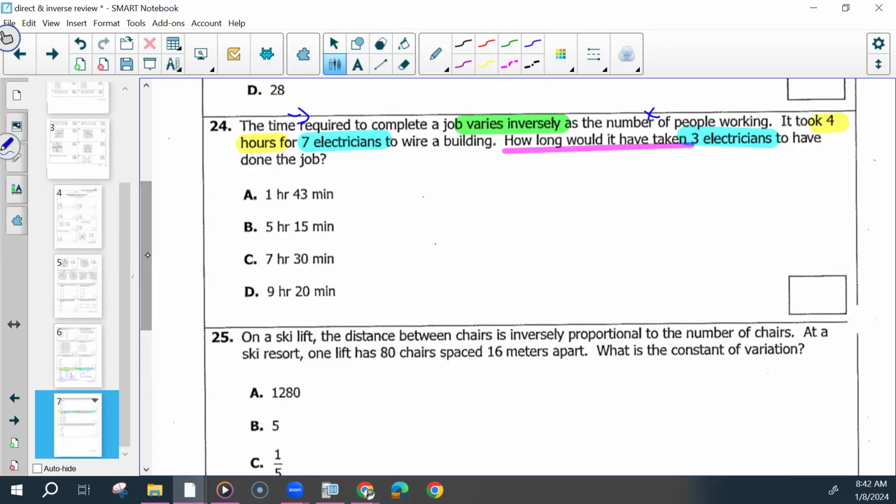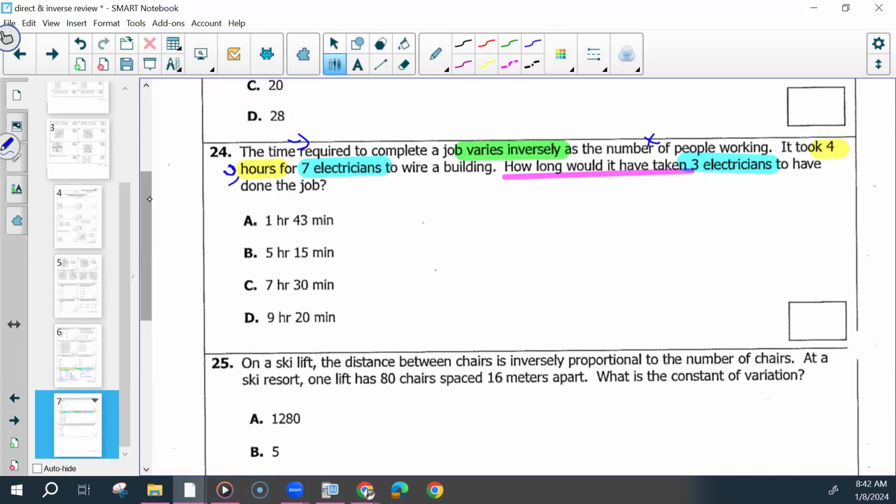So then every time we see something about time or in hours, that's your y. And then anytime we see number of people, that is x. So which variable are we looking for? For how long? Y. So then we are using inverse. So k equals y times x. So we're going to multiply the first two numbers given. And then k would be 28.